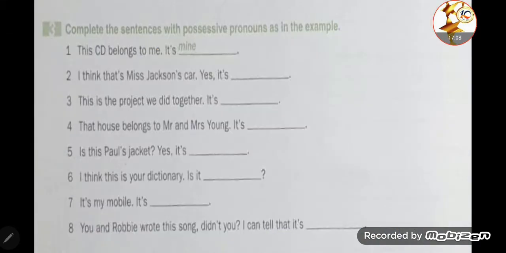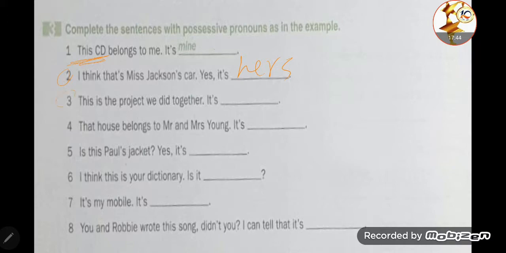In exercise number 3 we use possessive pronouns as in the example. The CD belongs to me, it's mine. Number 2. I think that's Miss Jackson's car. Yes, it's hers. In short, instead of saying this or that is Miss Jackson's car, we use hers.